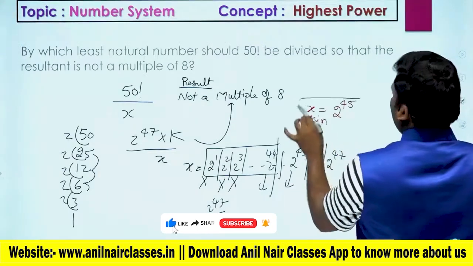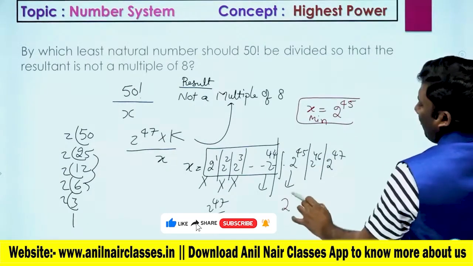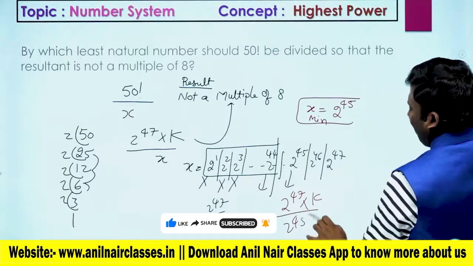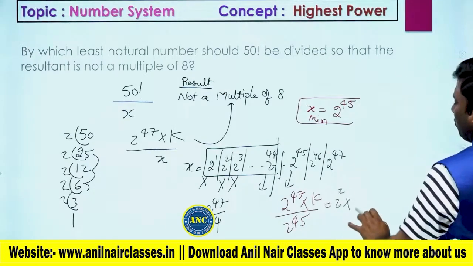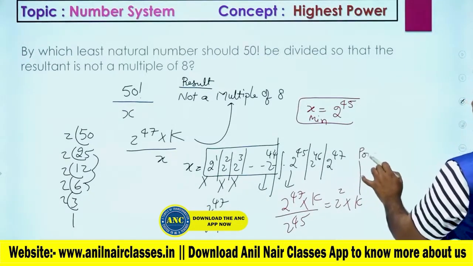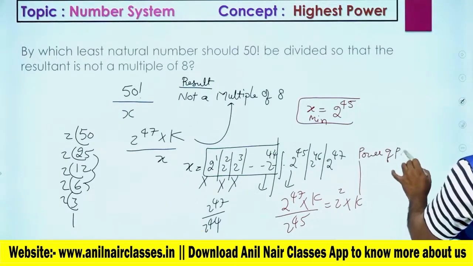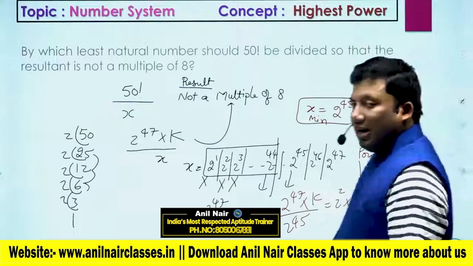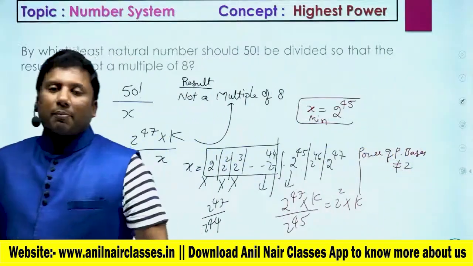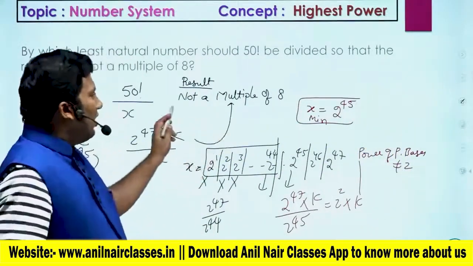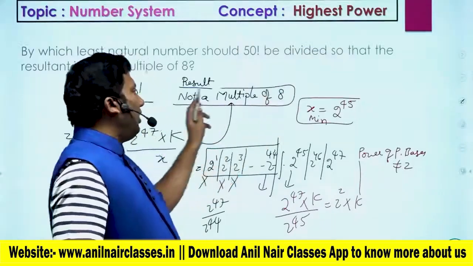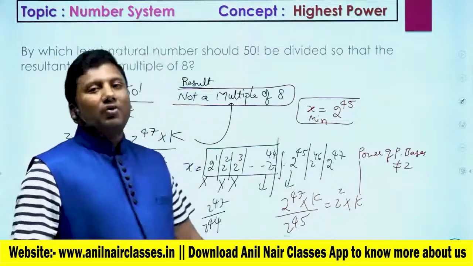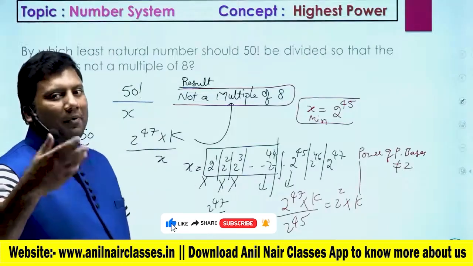If I take 2 power 45, 2 power 47 into k divided by 2 power 45, it is 2 square into k. What is k? K is a power of prime bases other than 2. So 4 into something, it will become a multiple of 4. But the question is, it is not a multiple of 8. So 4 multiple, another 2 will not come here. It is all 3 power, 5 power, 7 power.